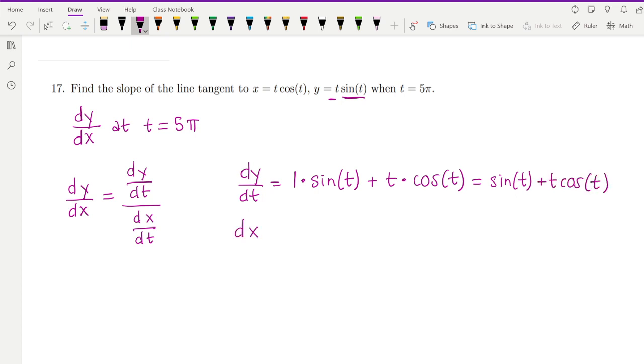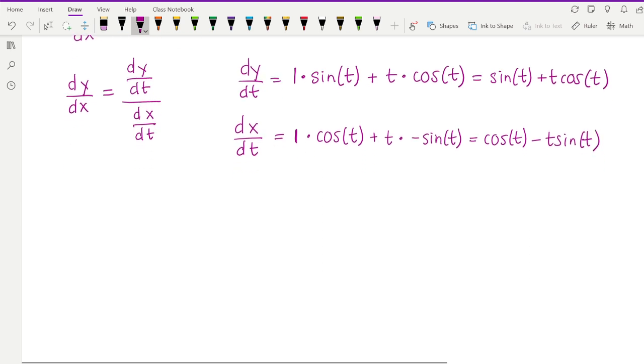And then dx/dt, so now we're taking the derivative of t times cosine of t. Same idea, we use the product rule, so we have 1 times cosine of t. And then the second part of the product rule, we're taking the derivative of cosine, so it's negative sine, and we're multiplying it with just t. So this can be written as cosine of t minus t sine of t.